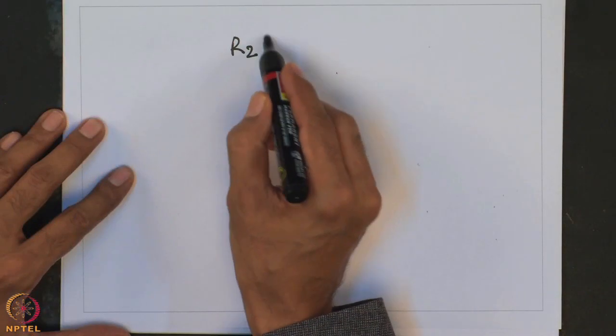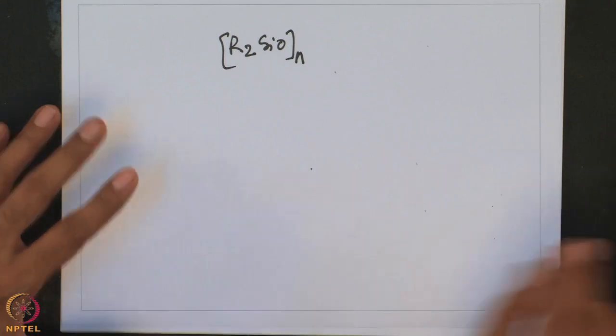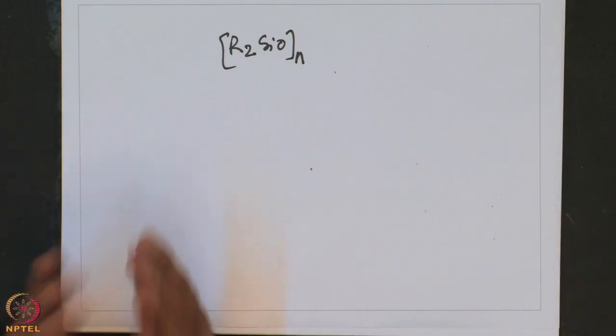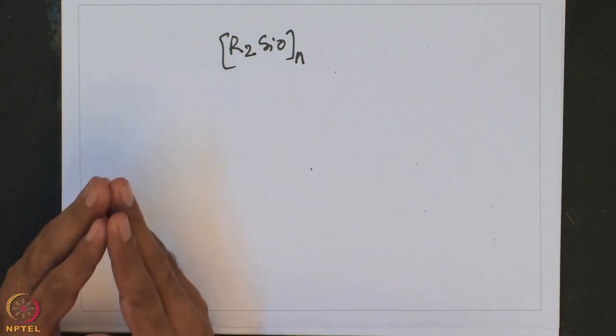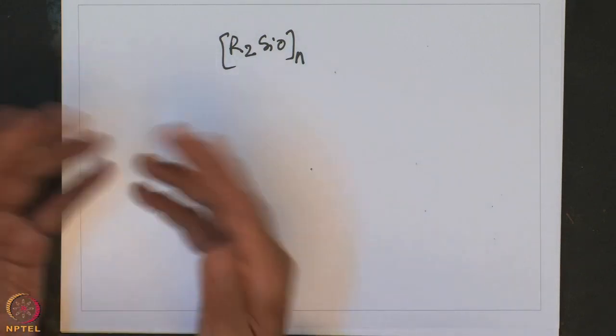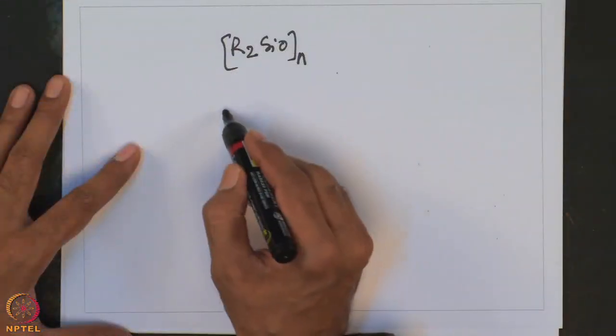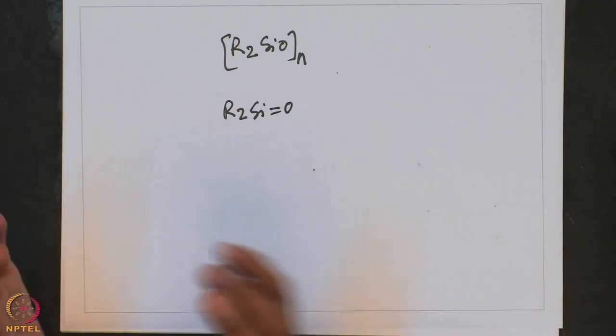So, these organosilicones of general composition R2SiO n are the most important synthetic polymers with a purely inorganic backbone. They are essentially synthesized by hydrolysis of dialkyl silicon dichloride, that is Me2SiCl2 or Et2SiCl2 etc. The monomeric unit Me2SiO, if you consider, is a highly reactive species.